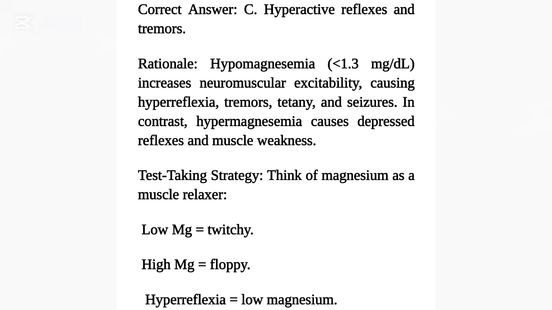Rationale: hypomagnesemia, below 1.3 milligrams per deciliter, increases neuromuscular excitability, causing hyperreflexia, tremors, tetany, and seizures. In contrast, hypermagnesemia causes depressed reflexes and muscle weakness. Test-taking strategy. Think of magnesium as a muscle relaxer. Low Mg equals twitchy, high Mg equals floppy, hyperreflexia equals low magnesium.